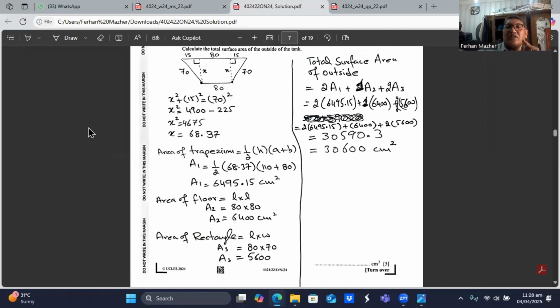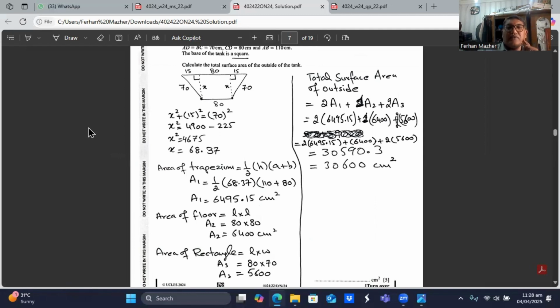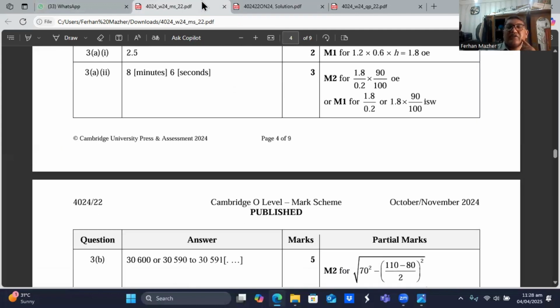So this is how you will find the area of the, let me reduce the size so you can see the whole thing together. And there we go. Okay. So the whole solution is, my answer is 30600.